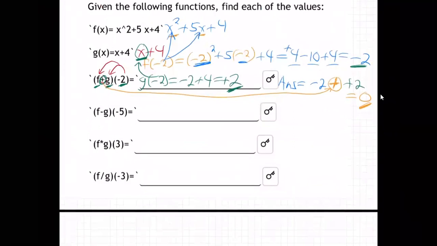All right, let me jump down where we have a little more room and do the minus. Maybe I got room right here to do the minus here. So let's do the minus. So I'm going to plug that -5 into f and into g. And then when I get the two answers, I'm going to subtract them.